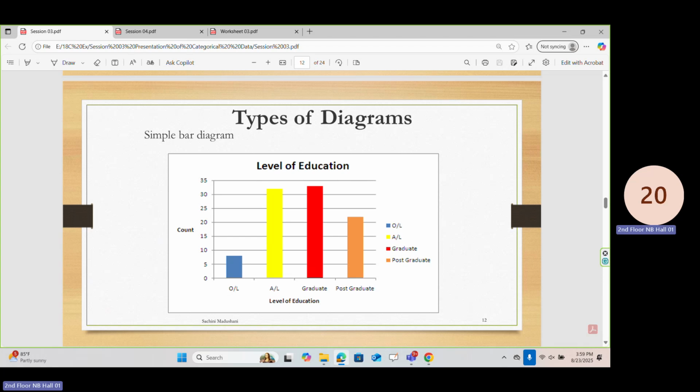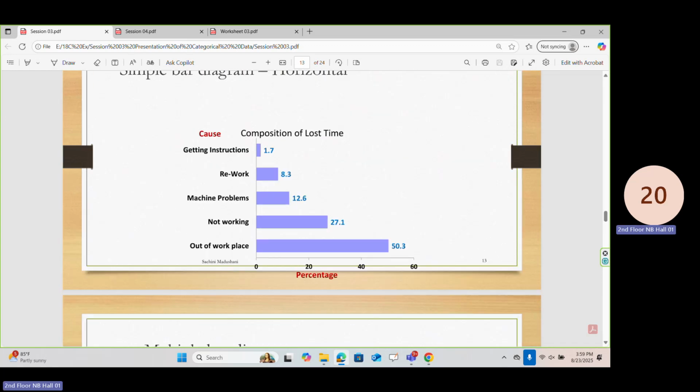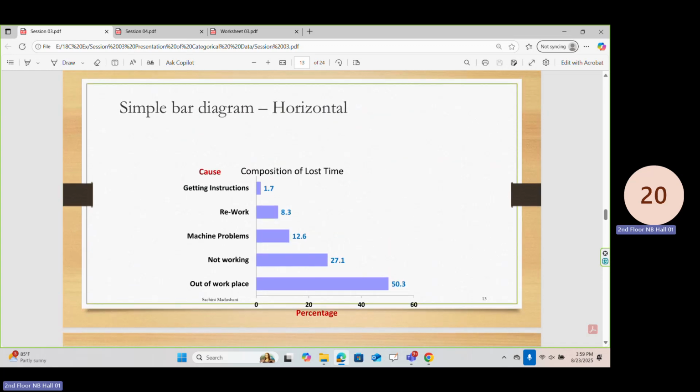Looking at this chart, we can say most of the respondents are graduates. Then we can do the comparison between the categories. Then we take O level and the A level. How can we compare? Most of the respondents studied up to the A level rather than the O level. It's clear? This is the way we can interpret it. Then this is the horizontal representation, simple bar chart. Horizontally, we write down the levels.